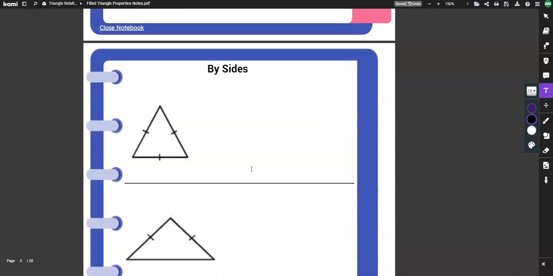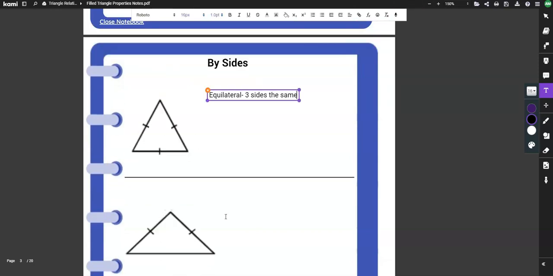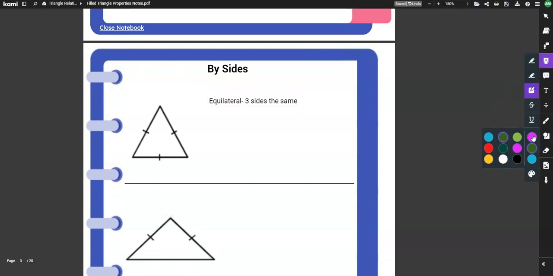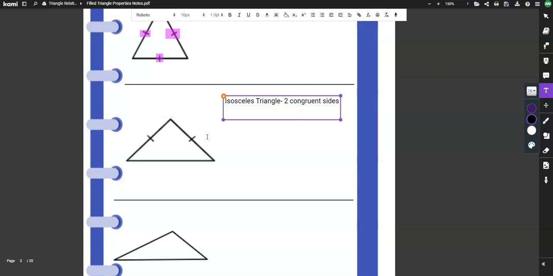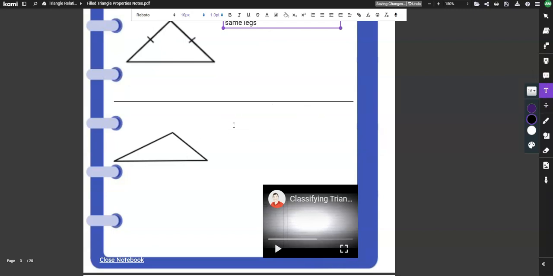Now, if we are going to classify the triangles by side, we have a triangle with all three sides the same, and we're going to call that equilateral. And the way we can tell that these three sides are the same is that we have our congruence markers. So there's one tick mark here, one tick mark here, one tick mark there. The next kind of triangle we have is an isosceles. This has two congruent sides. And interestingly enough, isosceles is the way we say same legs. So iso means same, and skeles means legs. So same legs. And our last kind of triangle by sides is called scalene. It has no congruent sides. Every side is different.